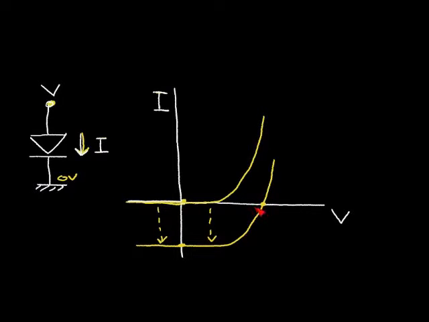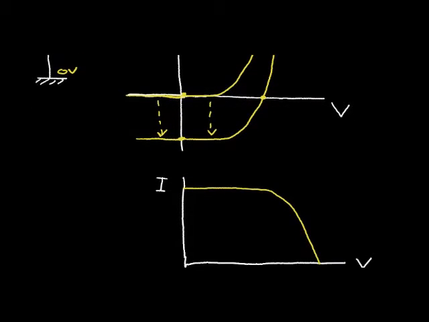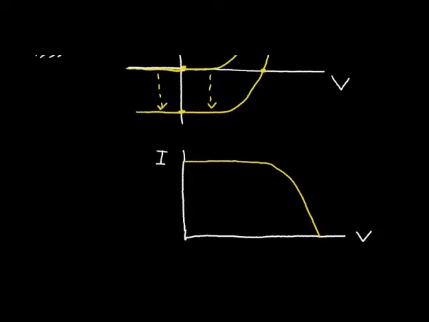Now in solar cell notation, it's common to take this quadrant and redraw it. So let's look at how we can do that. So we can plot current this way. So we'll just invert this axis. We'll call this positive current and this positive voltage. And we'll get this current versus voltage curve for the solar cell.